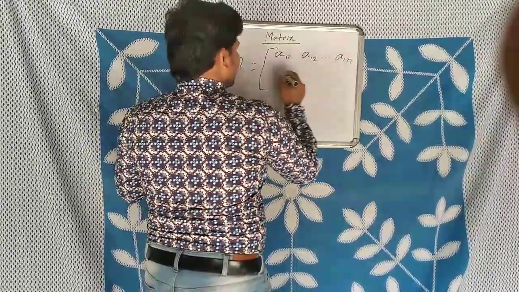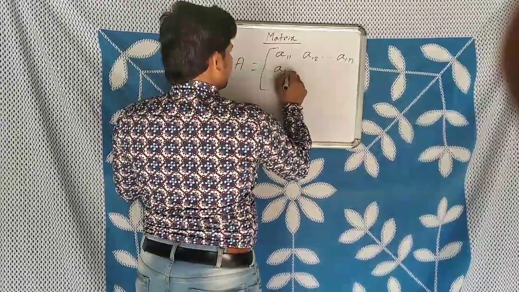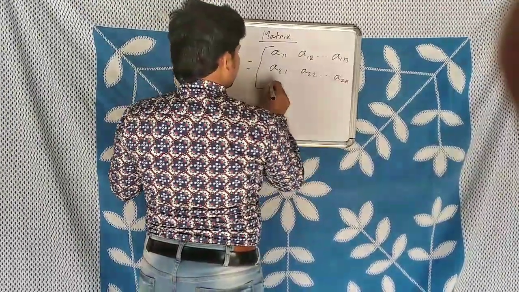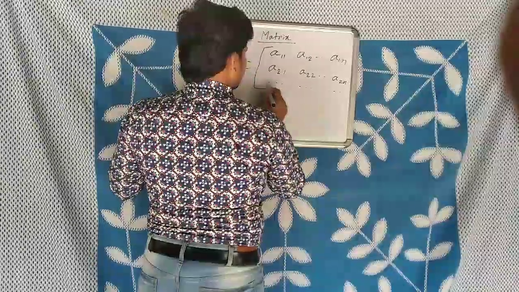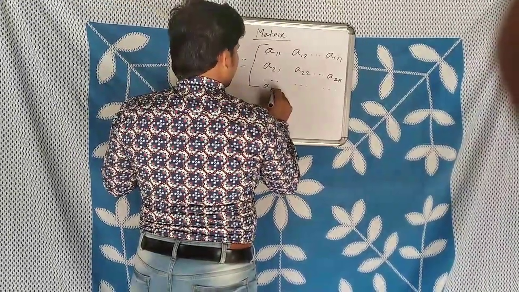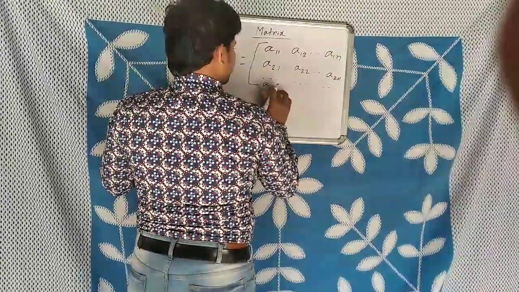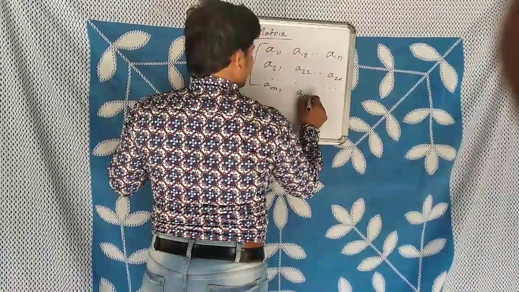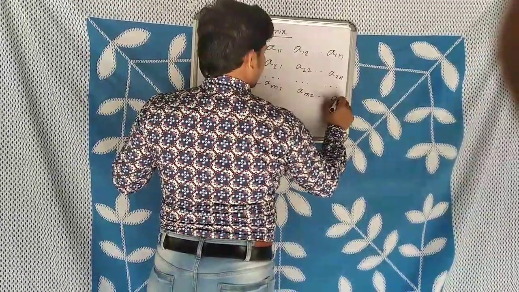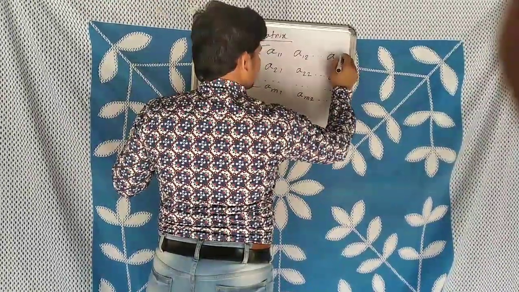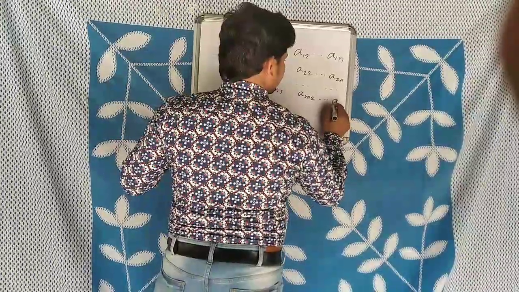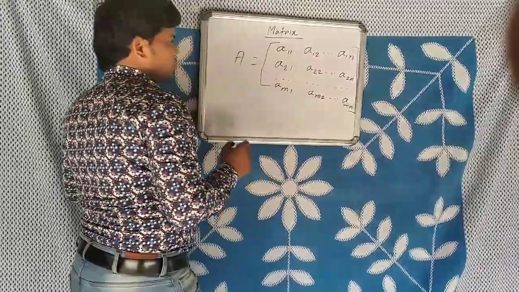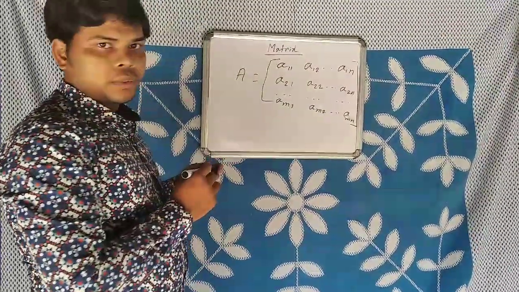A11, A12, A1n, A21, A22, A2n, AN1, AM1, AM2, AMN. This is the general form of matrix. What I have said is the definition of matrix.